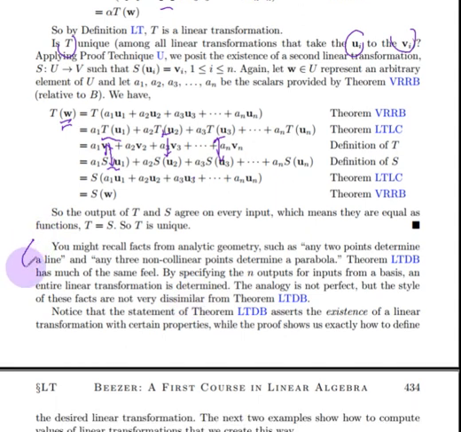Okay, here's a nice analogy that he makes here: two points determine a line and three points determine a parabola. Here we're saying that the linear transformation on a basis of the vector space determines uniquely the linear transformation for the entire vector space.